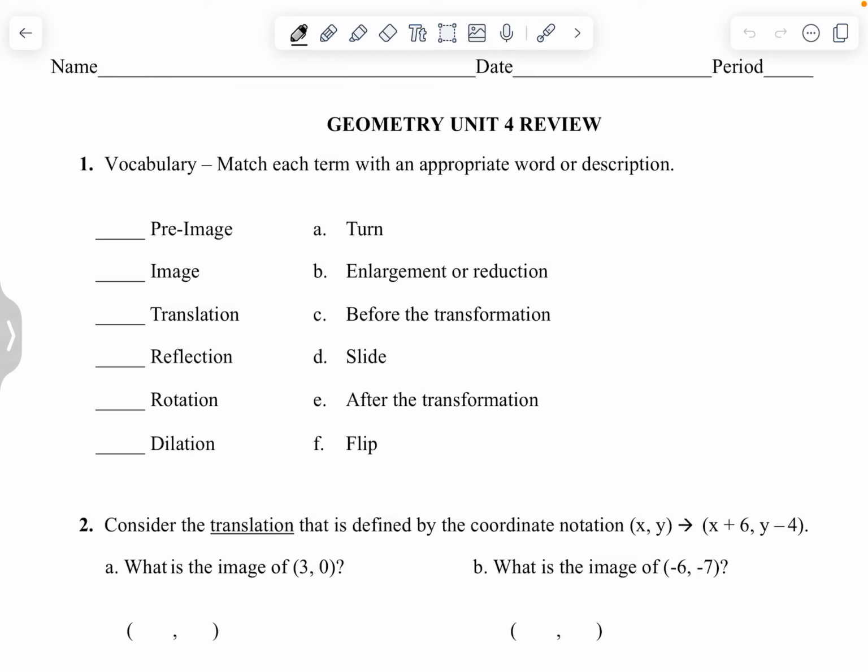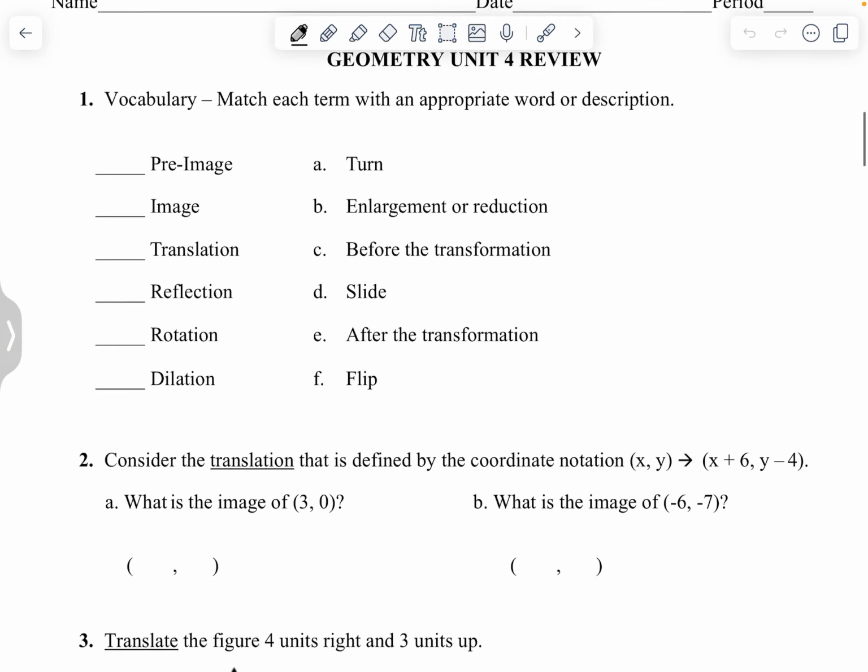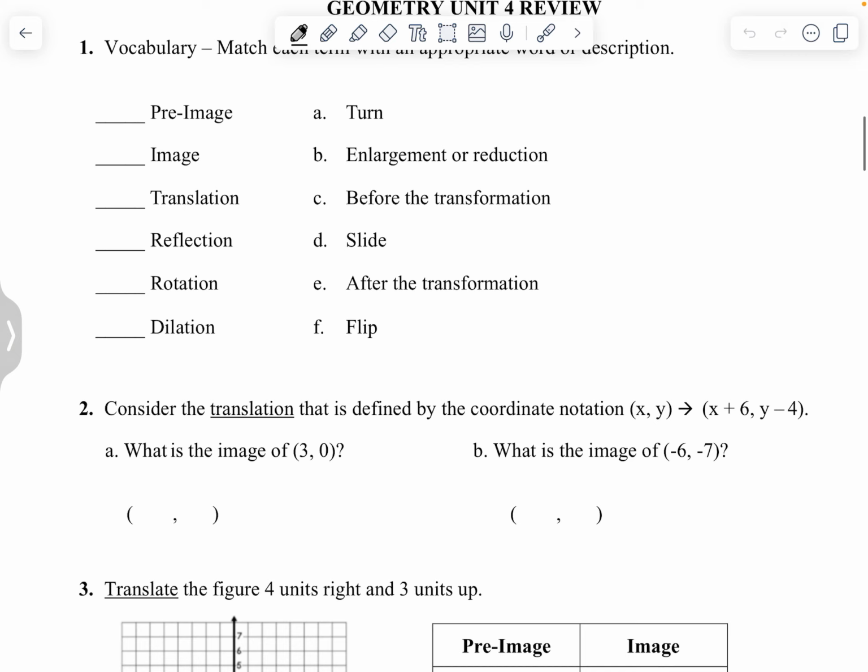All right, let's see if we can finish this review in about 30 minutes. I am not going to go over vocab. That is in your notes. You can refer to that for pre-image, image, translation, reflection, rotation, dilation. But I will play the song for you before we get started to help you remember those things.